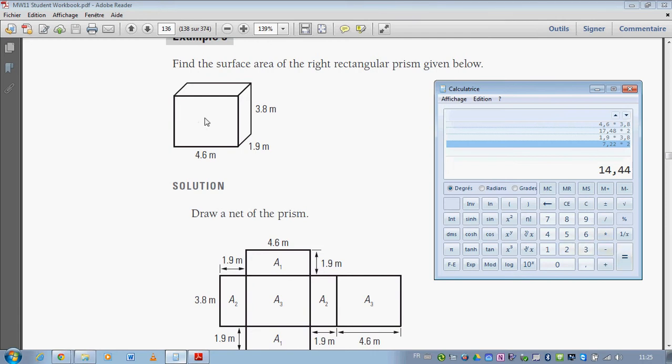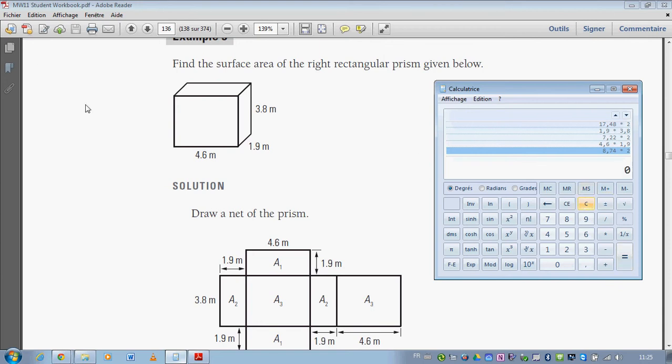Now that we've done the front and the back and the sides, all that's left to do is the top and bottom. This length right here is 4.6, and this length right here is 1.9. So to figure out the area, you go 4.6 times 1.9. That gives you 8.74. And of course there are two of these sides, the top and the bottom, so you take that 8.74 and multiply by 2. That gives you 17.48.